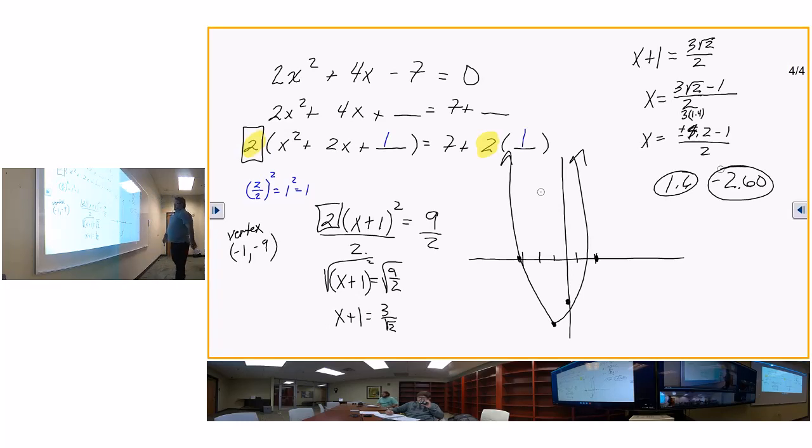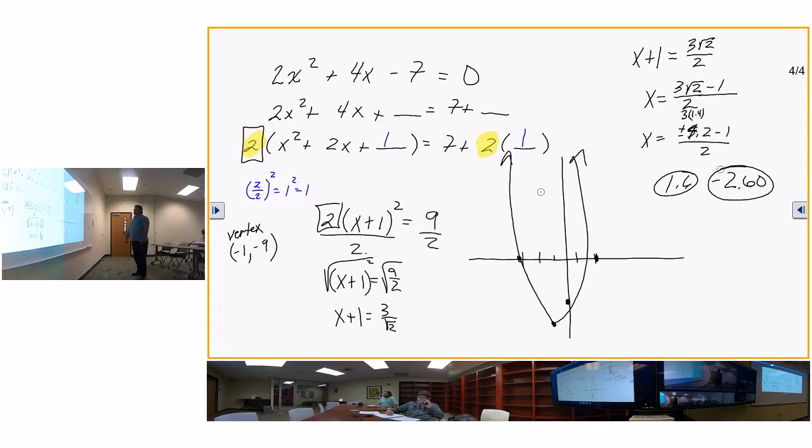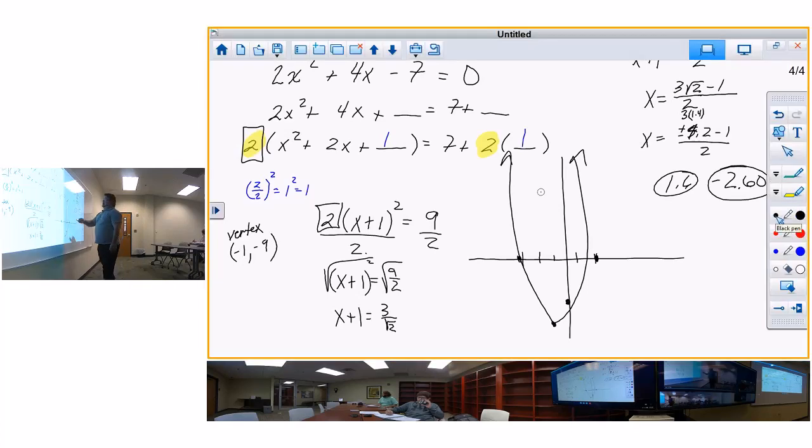Still positive and negative, so I'm sorry. It needs to be this line over here. Needs to end a little bit.